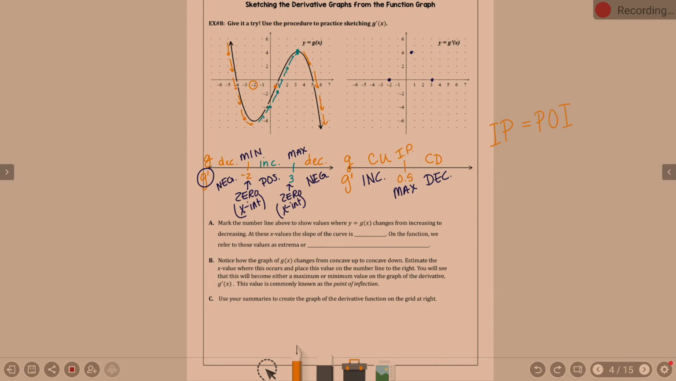At -2, we cross through the 0. My graph is positive between -2 and 3, so up here I'm above the x-axis. And then it's negative after I get past 3. At the same time, we're increasing up to 0.5, and we're decreasing after it. So what am I drawing here? We get the upside down parabola this time.